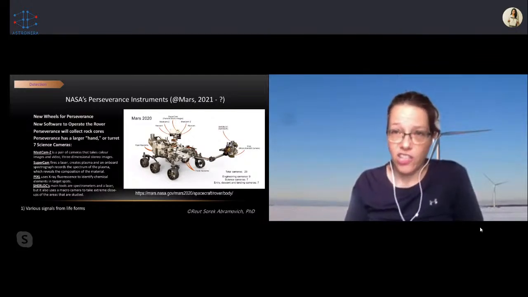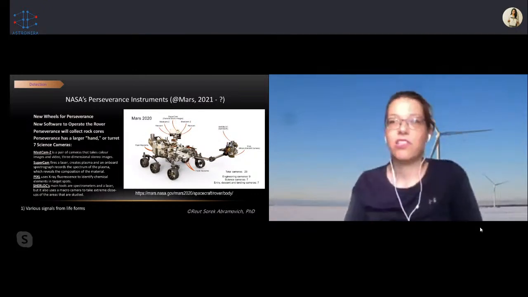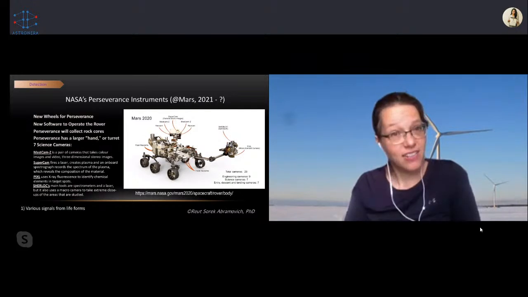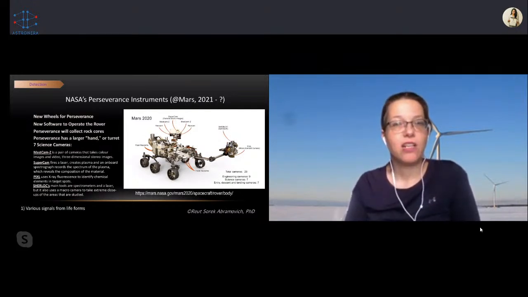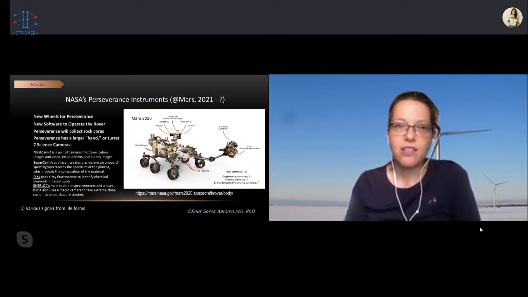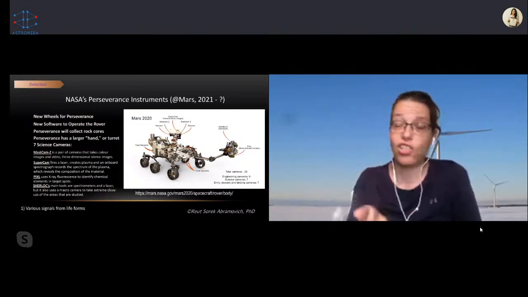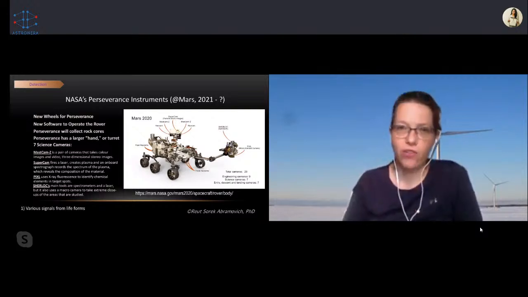Then there's Sherlock. If you see in the picture, Sherlock is mounted together with Watson on the hand, or the turret, of Perseverance. Sherlock's main tools are a spectrometer and a laser, but it also uses a macro camera to take extreme close-ups of the areas that are studied. So we have 3 instruments, which are basically some sort of a laser or something else that is pointed in order to make an excitation of your sample that you're looking at, and looking at the spectrum out of it.